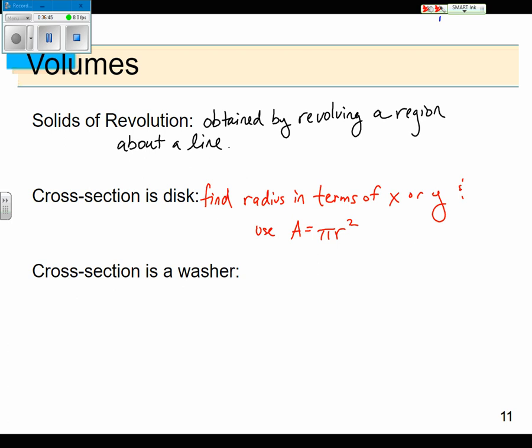Now if the cross section turns out to be a washer or a donut like we talked about this morning since we're hungry, a lot of it's the same except my area is going to be pi times my outer radius squared minus pi times my inner radius squared. And that was the idea behind it. So you just treat it as two different disks stacked on top of one another, and you subtract them, and that gives you that middle cutout.